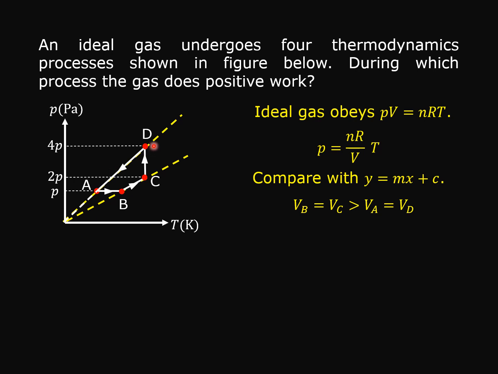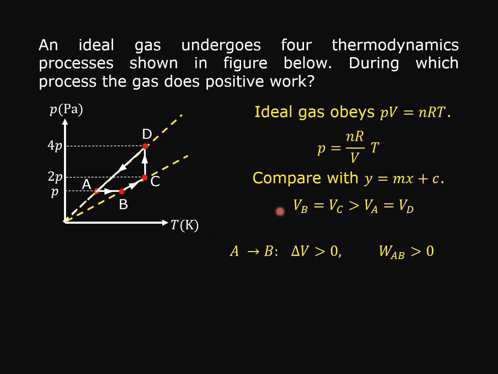So from these two lines, we know that states A and D have the same volume, and states B and C have the same volume. Since the gradient of this line is larger than the gradient of this line, the volume of A and D, which is equal, must be smaller than the volume of B and C. Volumes of B and C are also the same. So the volumes of these two states are larger than the volumes of these two states, because this line's gradient is less than the gradient of this line.